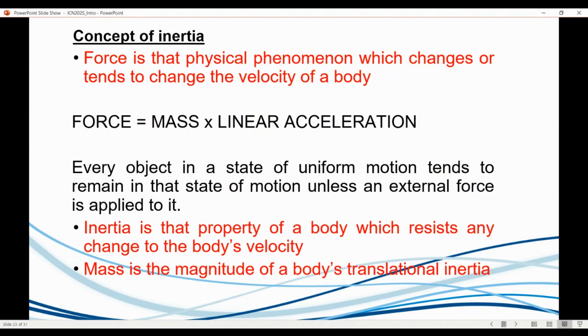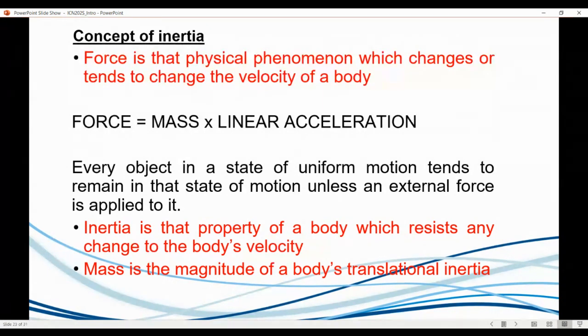Force is the physical phenomenon that changes or tends to change the velocity of a body. It's defined as mass times linear acceleration, of course, linear. And every object in a state of uniform motion tends to remain in a state of motion unless an external force is applied. Fine, we're aware of this. These are essentially Newton's first laws all jumbled together. Then I say inertia is a property of a body which resists any change in its velocity. I'm going to repeat that again.